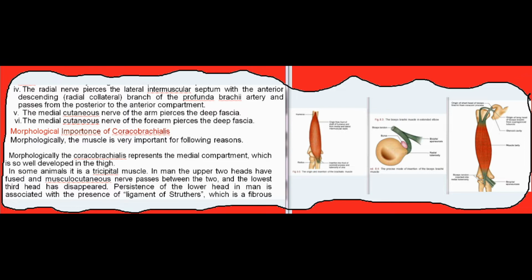Morphological importance of coracobrachialis. Morphologically, the muscle is very important for the following reasons. Morphologically, the coracobrachialis represents the medial compartment, which is so well developed in the thigh. In some animals it is a tricipital muscle. In man the upper two heads have fused and the musculocutaneous nerve passes between the two, and the lowest third head has disappeared.